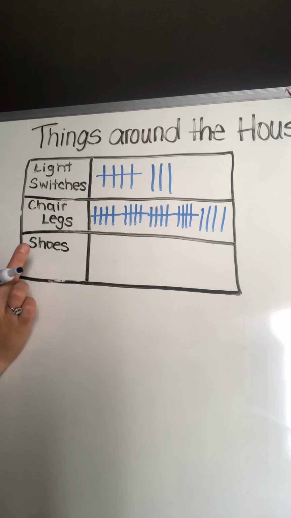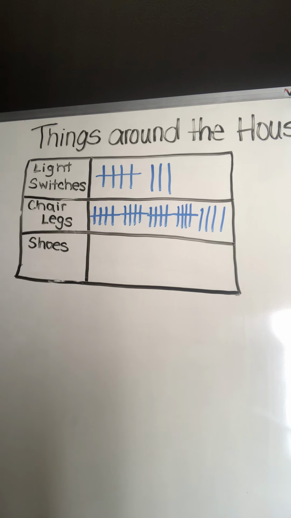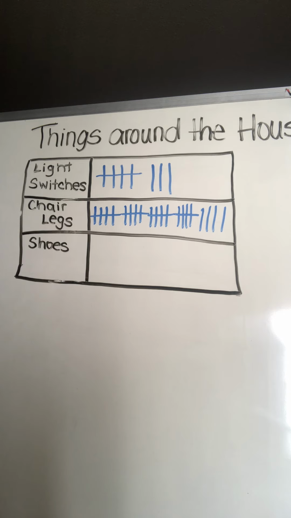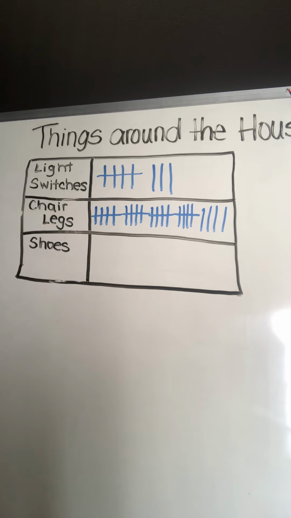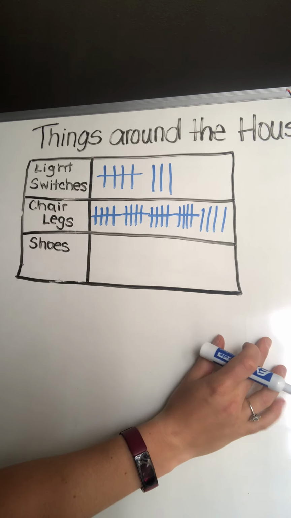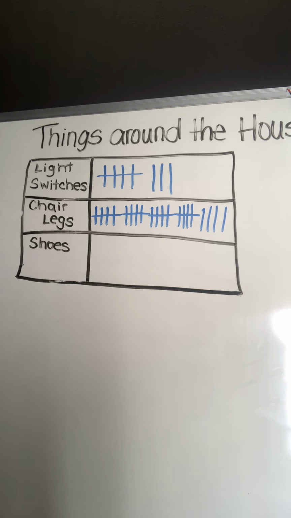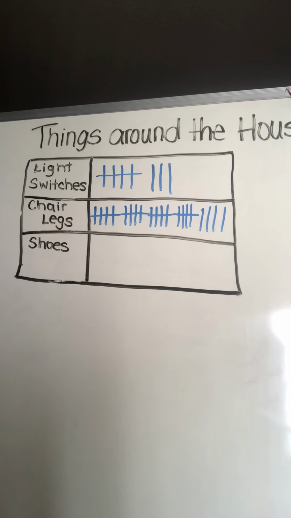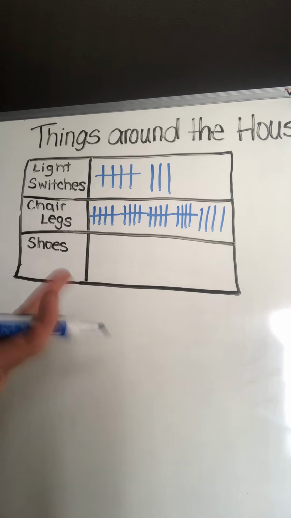The last thing are shoes. So friends, why might counting shoes be different than counting light switches or chair legs? Well, it's because shoes, of course, come in pairs. So would it make sense to count each individual shoe? No, it would probably make the most sense to count pairs of shoes, because a lot of the time we don't just have one shoe in a pair. We have, of course, both shoes. Not many of us are willing to go outside and wear two different shoes.